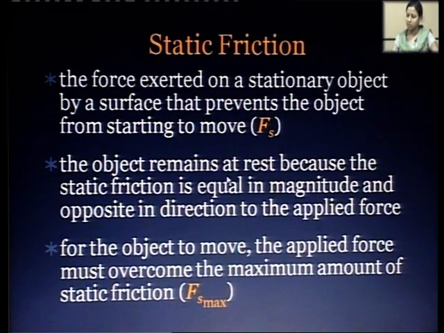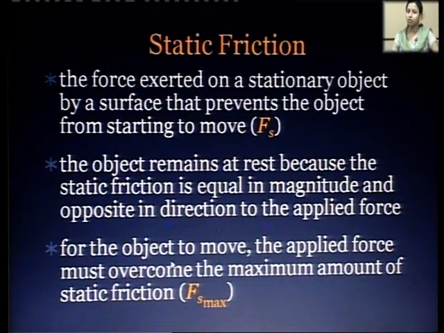The object remains at rest because the static friction is equal to the applied force, in the opposite direction but with the same magnitude. So the applied force and static friction have the same magnitude, but their directions are opposite. The object remains at rest, but the moment occurs when this static friction becomes maximum. Fs maximum means the static friction becomes maximum. After that the body starts to move.